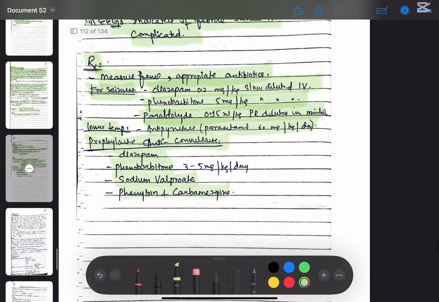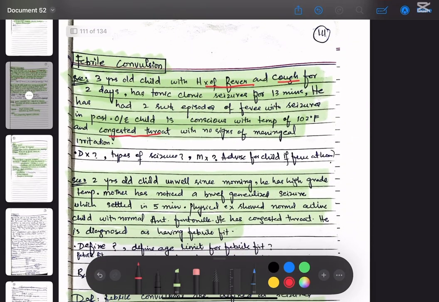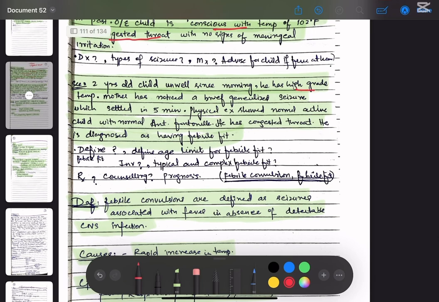For prophylaxis, anticonvulsants are given. These are diazepam, phenobarbitone, sodium valproate, phenytoin, and carbamazepine. So this was all about febrile convulsions, where we have the features of high grade fever and congested throat, and seizures are present, and episodes of seizures are present. Here there is high grade fever, brief generalized seizures, and congested throat.